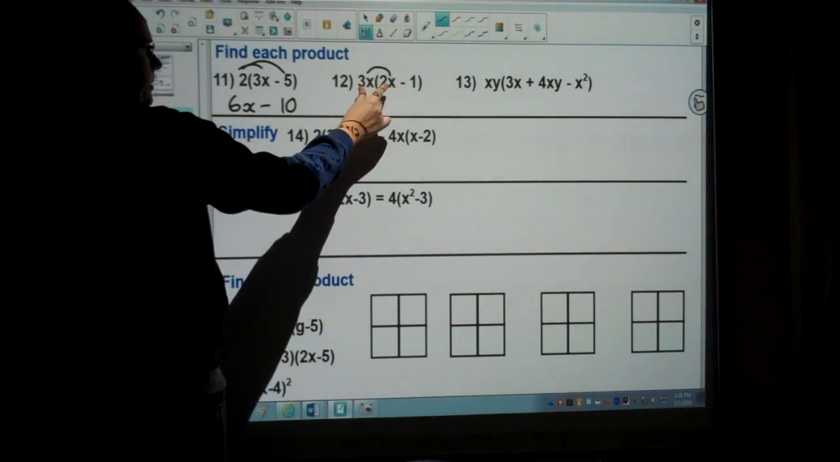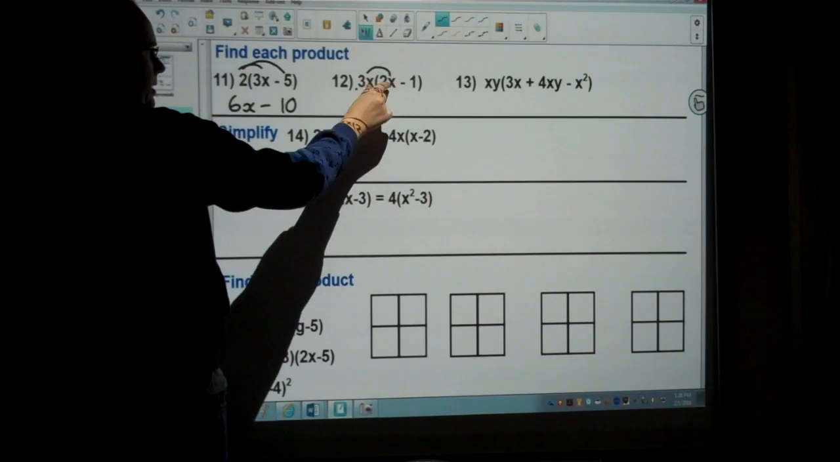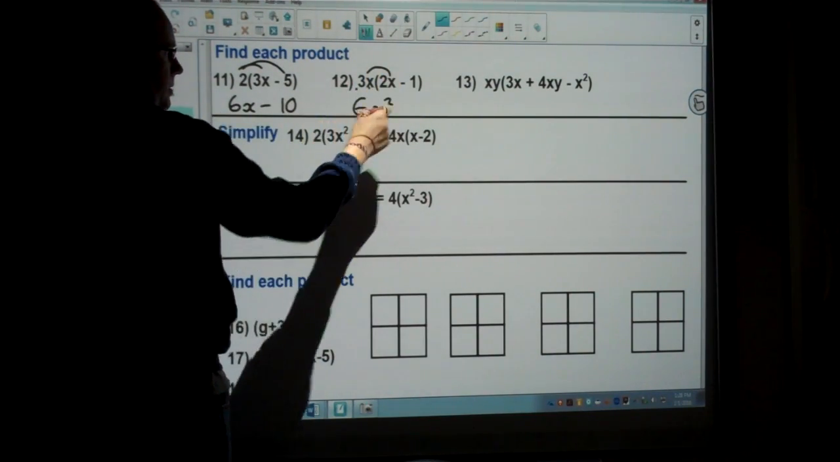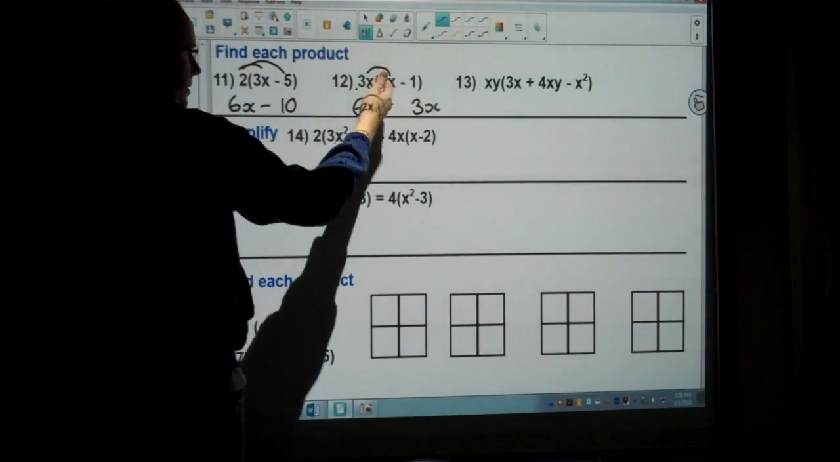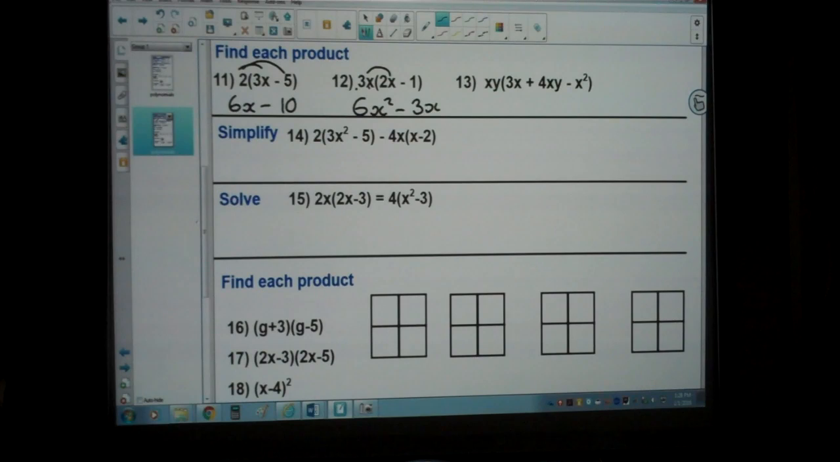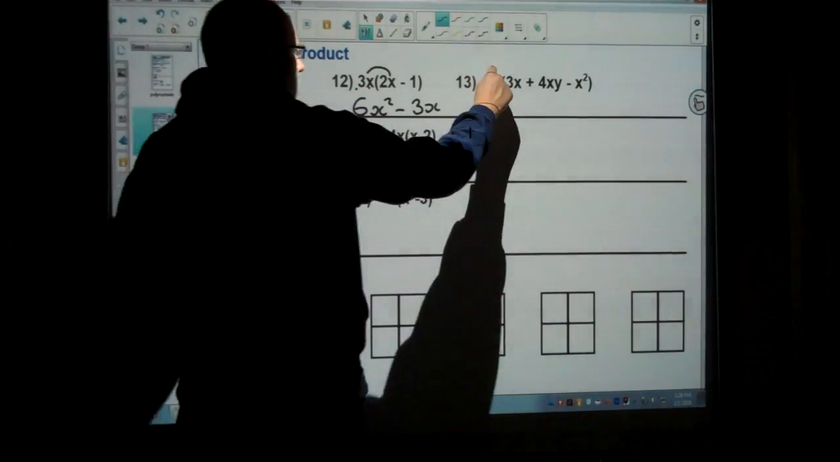Next one, 3x times 2x, so numbers first, 3 times 2 is 6, x times x is x squared. 3x times 1, anything times by itself is always just the thing you're timesing by, and as it's a negative, I'm going to give it a negative sign. One we have to be super careful of is if we're multiplying 2 negatives together, which will give us a positive.